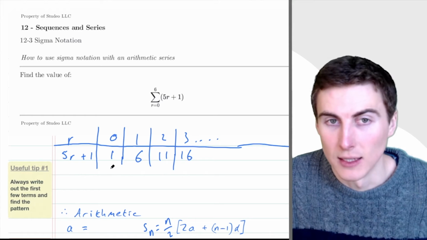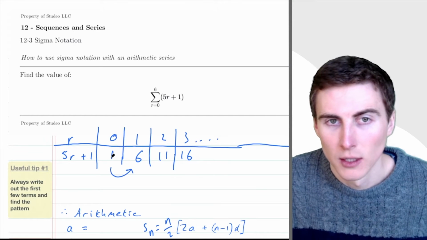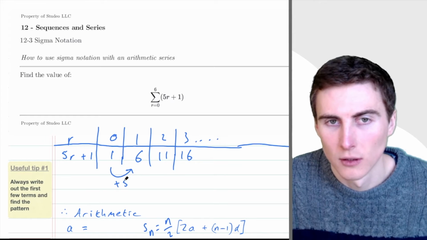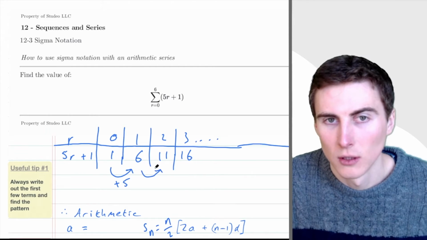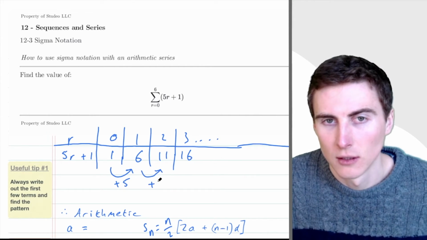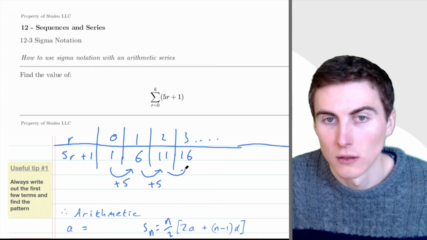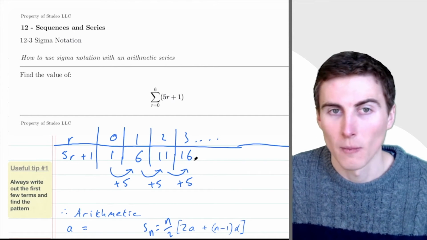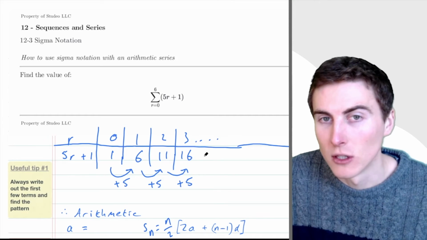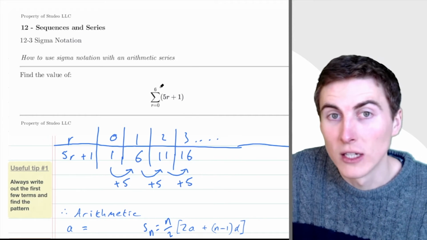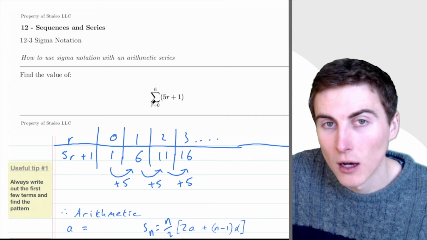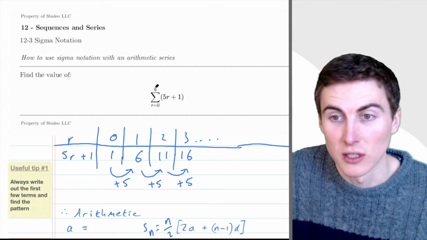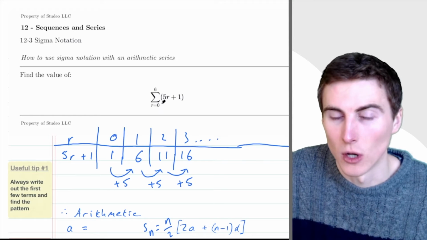So if we look at our pattern here, this is either multiplying by 6 or adding 5. And then this one is adding 5 again, and so on. So the pattern for this arithmetic sequence is you add 5 each time. And remember, there's going to be 7 terms in total. A really common thing to get mixed up on is that R starts at 0 and goes to 6, so there's actually 7 terms in total there.